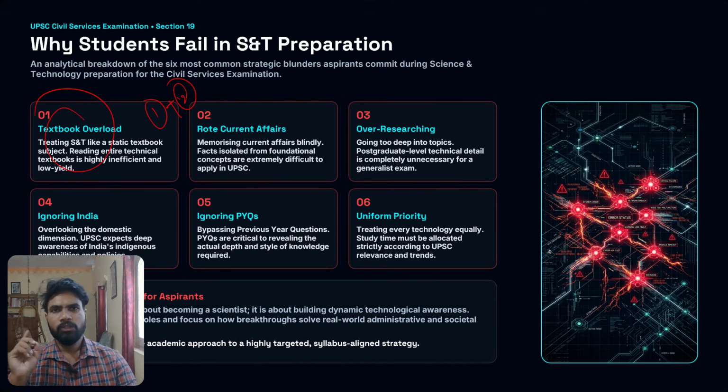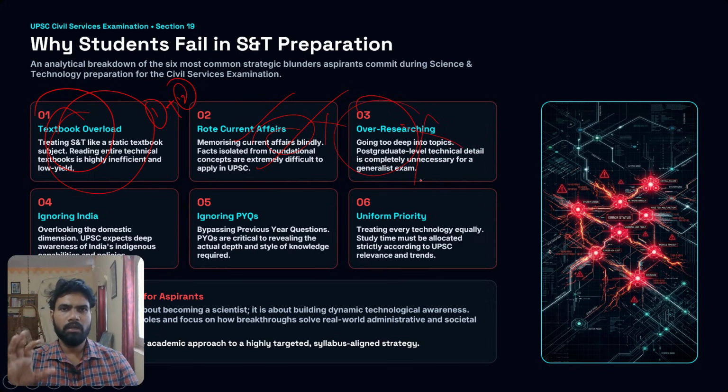So the first mistake the students or aspirants make is they overload themselves with multiple textbooks. The second mistake is rote current affairs learning. Students memorize the current affairs blindly. We should avoid it. The third one is over-researching. This should also not be done by the students.